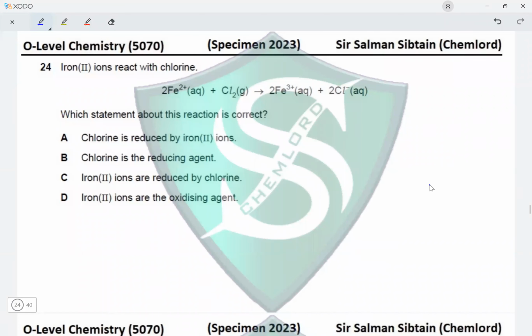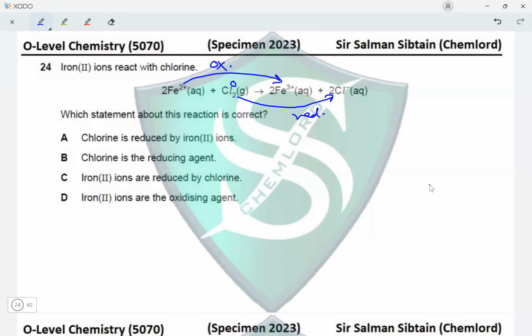Question 24. Iron 2 ions react with chlorine. And now the equation given here is a redox equation. So let's see what is happening. Iron 2 is being converted into iron 3, which means iron 2 is being oxidized. And chlorine as a gas has an oxidation number of 0. Chlorine is being converted into chloride ions, which has an oxidation state of -1, which means it is undergoing reduction.